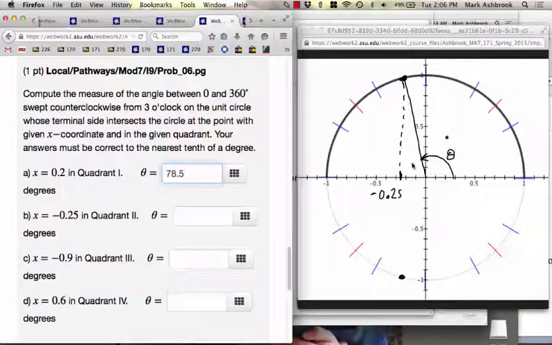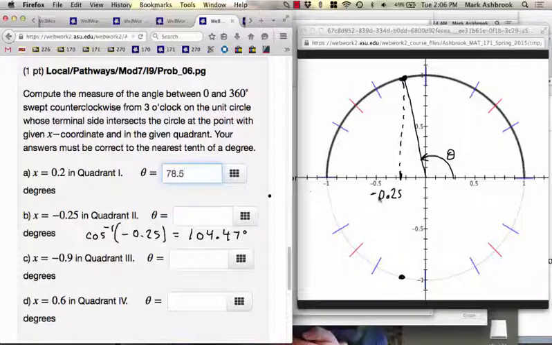Freddie, get me started. What am I going to do? We're going to use the inverse cosine of negative 0.25, which is 104.47. That's what your calculator told you, huh? Yeah. Nope, your calculator did not give you 104.47. Yes, it did. Sorry, my fault. Absolutely, it did. Equals 104.47.